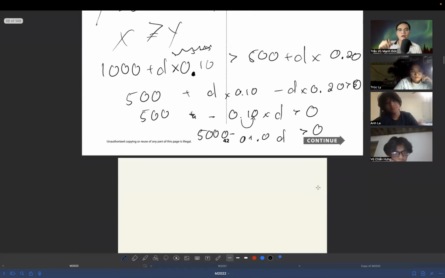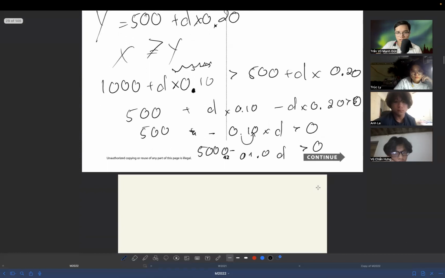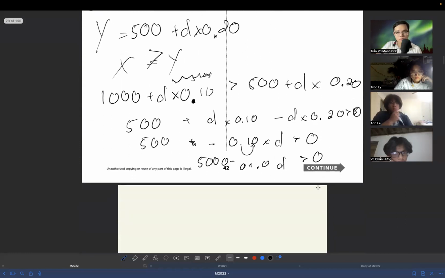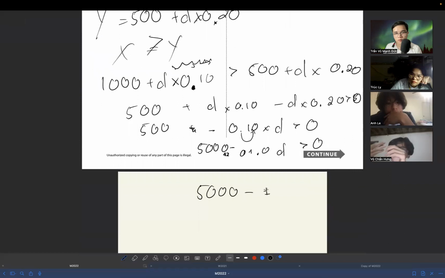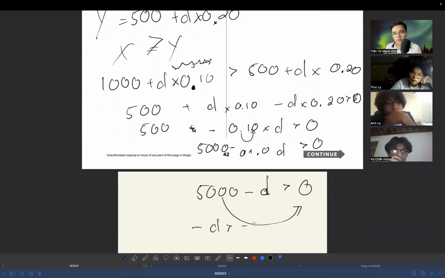And now I want to separate the D value. It will become like this: 5,000 minus 0.01.0. It is 1D, which is just D, right? Bigger than 0. And if I want to move 5,000 here, it's minus D, bigger than minus 5,000.